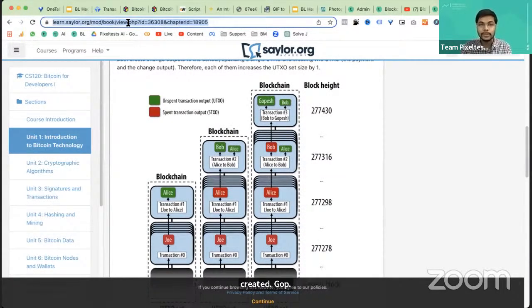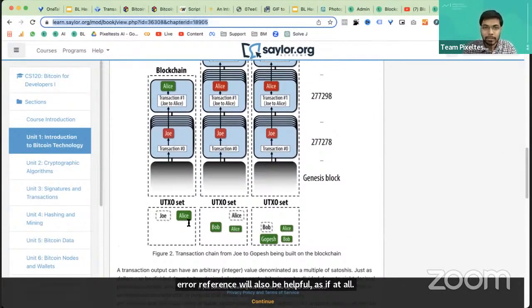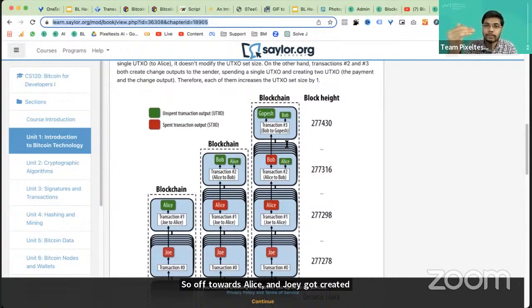So this particular reference will also be helpful if you want to understand more about UTXOs as well, right? The same has been mentioned here: Joey sent, and the UTXO towards Alice and Joey got created, and similarly the block keeps on getting added.